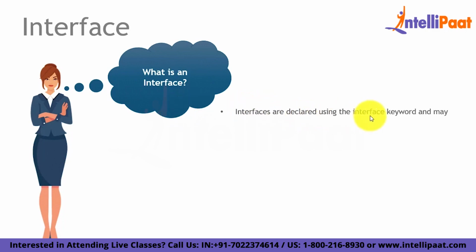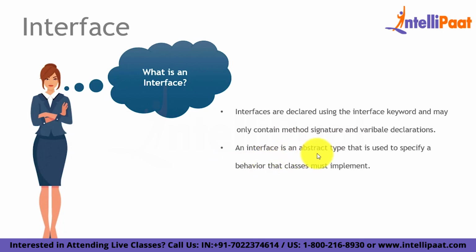Interfaces are declared using the interface keyword and may contain method signatures and variable declarations. So here it is going to have just a method signature, and it can have variable declarations also. An interface is an abstract type that is used to specify a behavior that classes must implement. So it is just going to tell you there should be a method if you want to use my interface, but you can implement it in your own way, but make sure that method is there in your class.